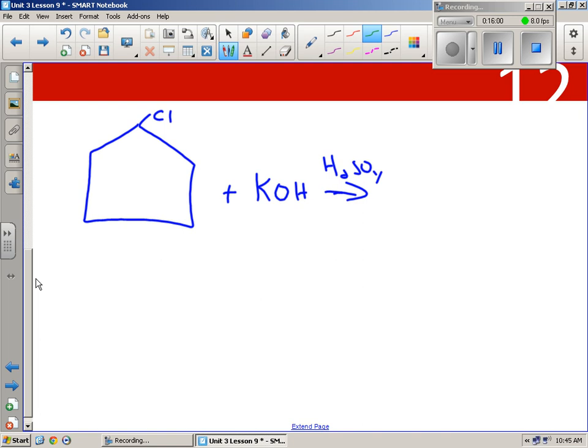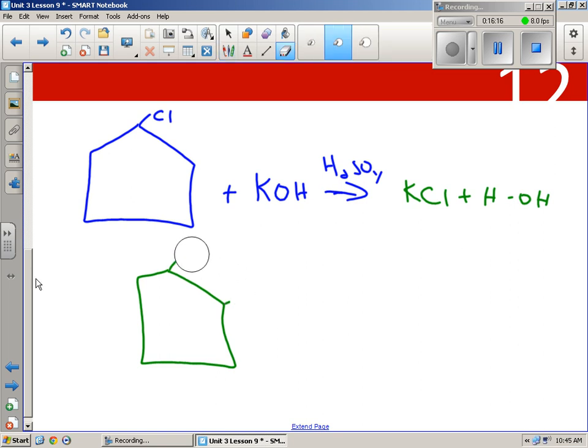Well, let's see here. If we get the K to take the Cl off, KCl will go together. Water will go together, of course. The OH is going to take an H off. So I guess my options are this one's going to come off, and that H there would come off. So I'm going to make, in that case, a double bond there.